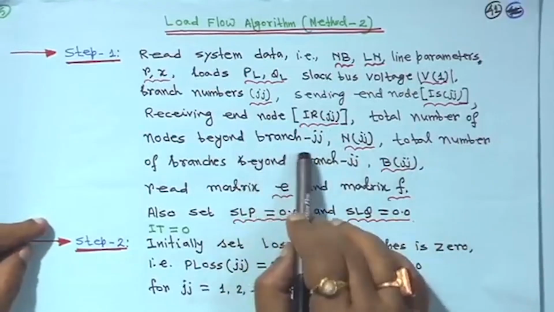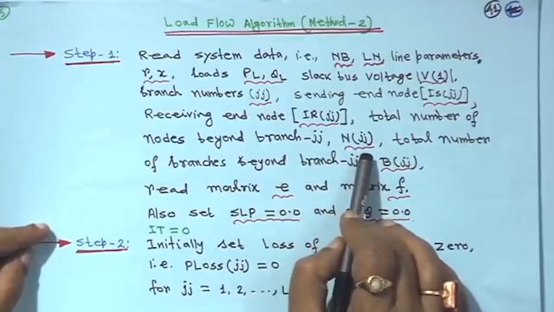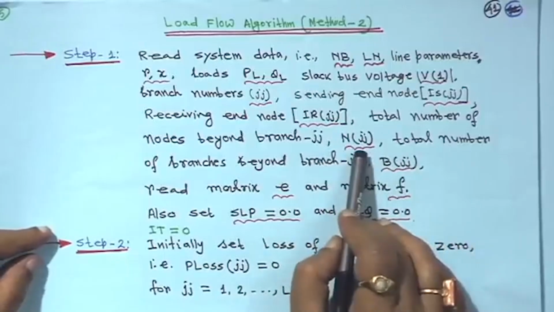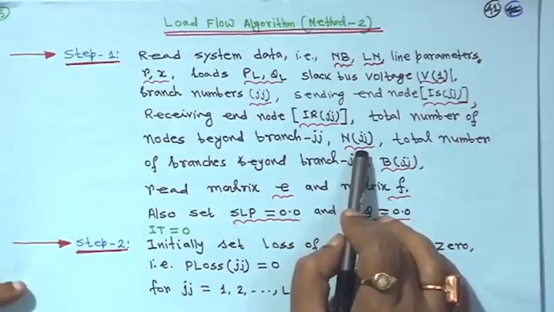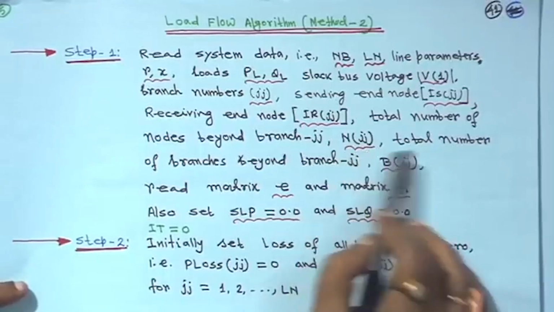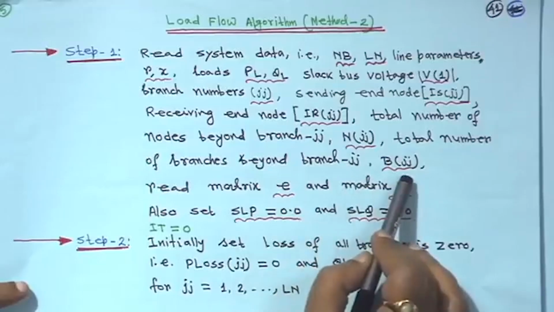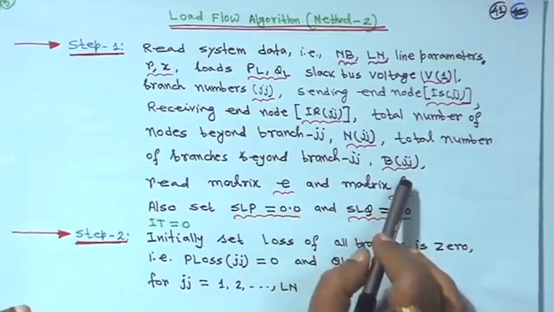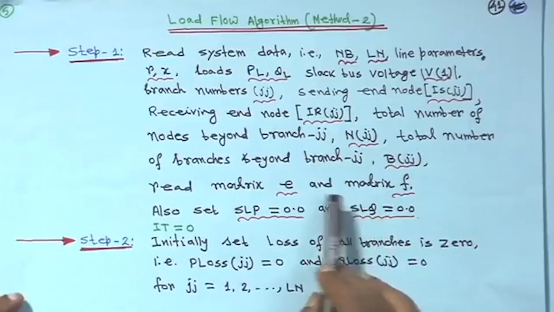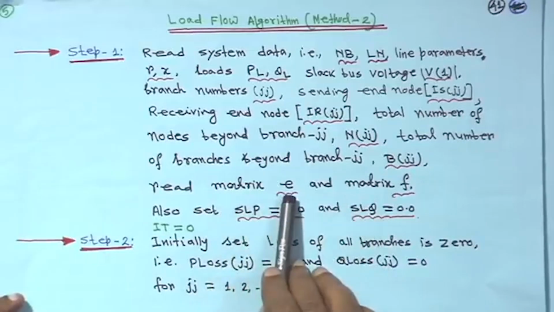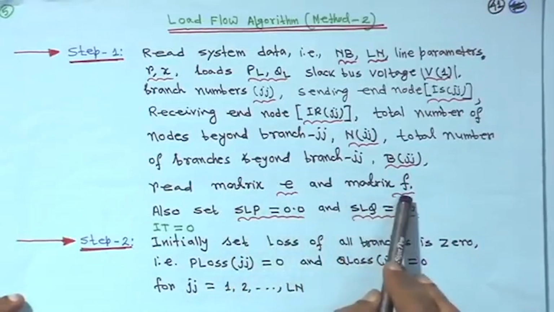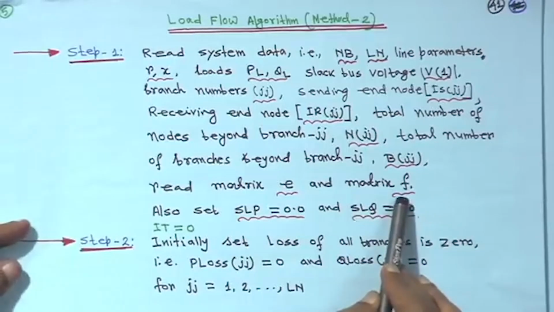Then the total number of nodes beyond branch JJ, that is NJJ, I have given. You have to read all these things into the computer. You prepare the data, take any network and do this. And the total number of branches beyond branch JJ, that is BJJ, in this case you also have to read. In the previous algorithm this was not there. And read matrix C same as before, but matrix F was not there in the previous algorithm, and you have to read this one also.